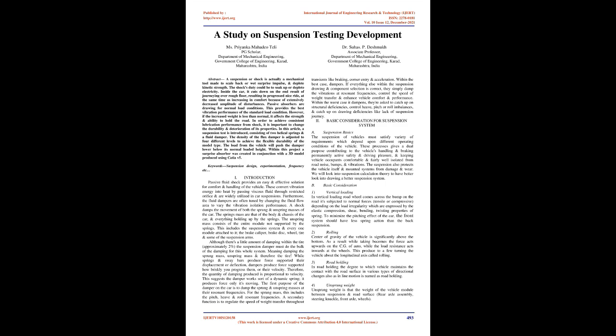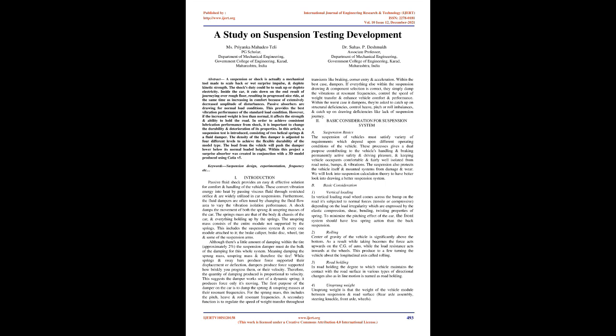The first purpose of the damper on the car is to damp the sprung and unsprung masses at their resonant frequencies. For the sprung mass, this includes the pitch, heave and roll resonant frequencies. A secondary function is to regulate the speed of weight transfer during transients like braking, corner entry and acceleration.